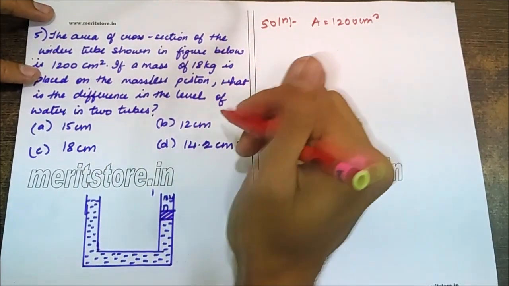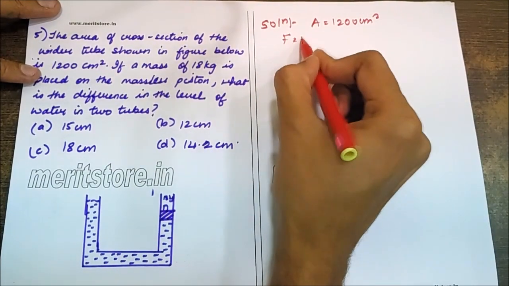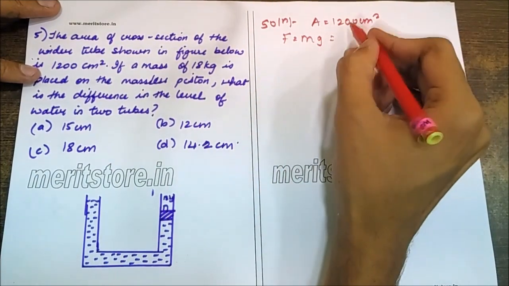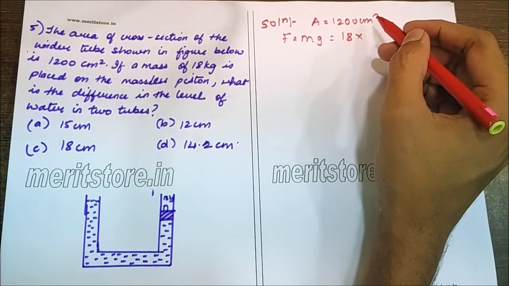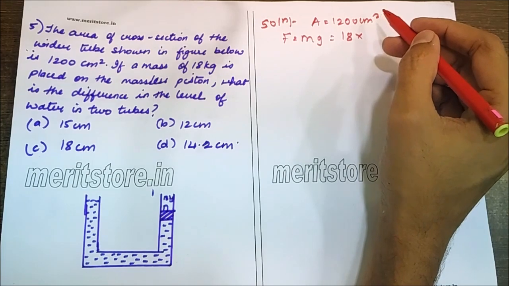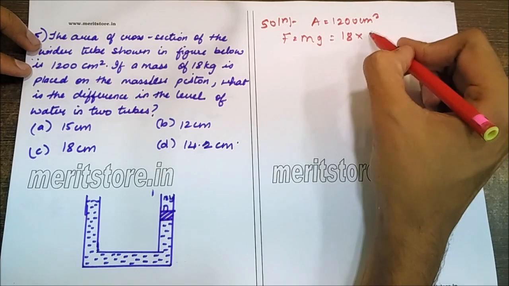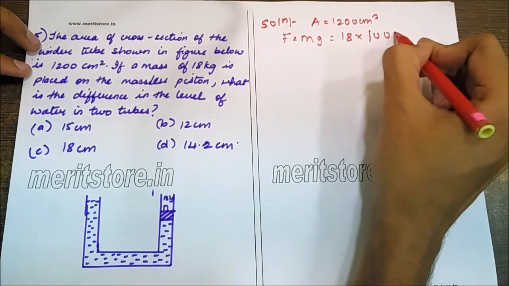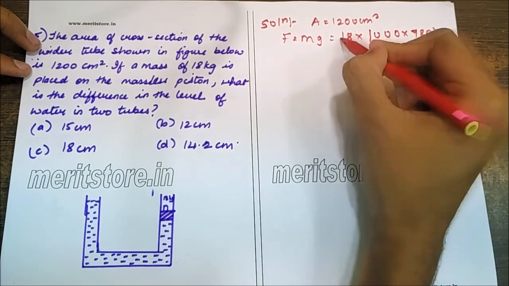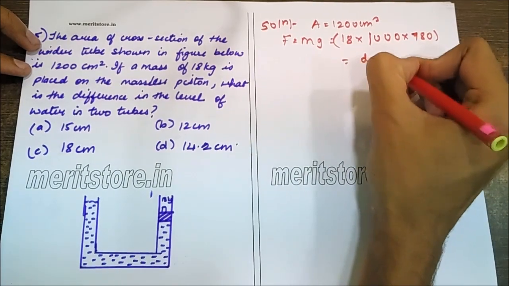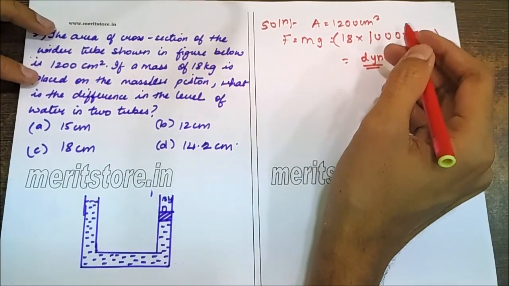Okay, the rise in the liquid on the other side we have to find out. So we have force F = m g, with mass 18 kg, so that becomes 18 into 1000 multiplied by g, that is 980 dynes. So converting Newton into dynes, we get F equals 18 into 1000 into 980 dynes.